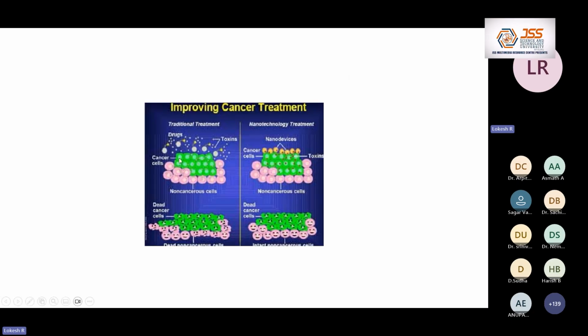Here, see the comparison between the traditional treatment and the nanotechnology treatment. In traditional treatment, the drug destroys the healthy cells and also the cancerous cells, whereas in nanotechnology, only the cancerous cells are destroyed.